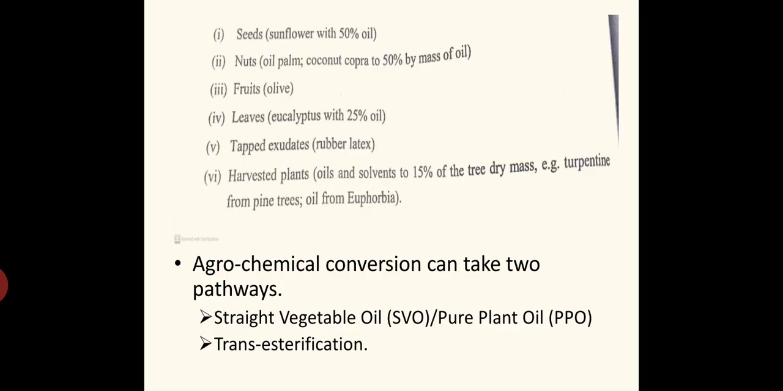So all these are examples of energy production from the agrochemical conversion processes. Agrochemical conversion can take two pathways. The first one is straight vegetable oil or pure plant oil. We will be deriving energy from straight vegetable oils. Vegetable oil can be directly used as an energy source, or pure plant oil; both are the same. And the second one is further transformation to produce biodiesel, a process known as trans-esterification.